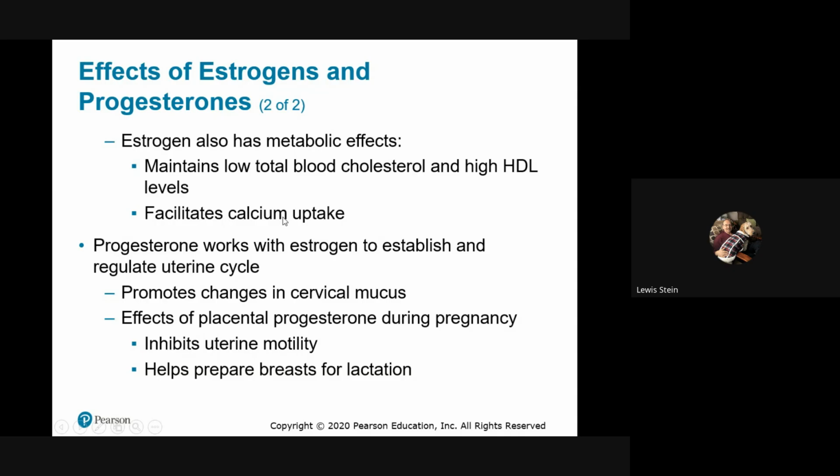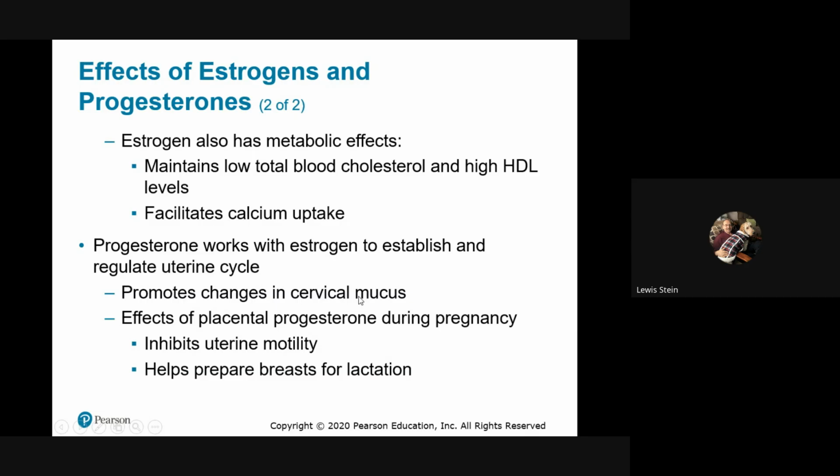We need calcium. And so the estrogen, that's why with the absence of estrogen in menopause, why do we see osteoporosis? Why do we see an increased risk of cardiovascular disease? All of these are part of it. Why do we see basically hot flashes, additional problems that are associated with it? It's really very, very difficult. Progesterone works with it to establish the cycle.